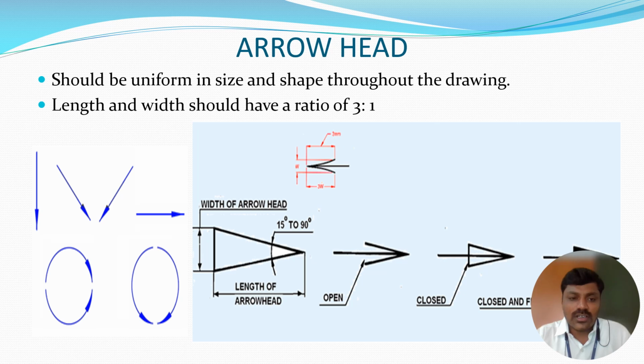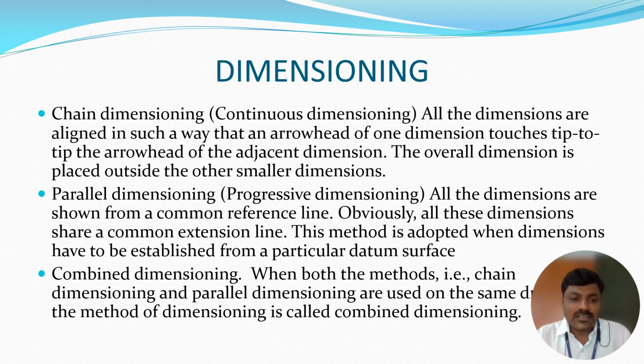Next, this is the arrowhead. Arrowhead should be uniform in size, and the shape should be maintained throughout the drawing. The length and width should be 3:1. The length is 3 times the width. For example, this is the length of the arrowhead, and this is 3 times the width of the arrowhead. This is the open arrow, this is the closed arrow, and this is the closed and filled arrow. Any of the three types of arrow can be used, but the 3:1 length procedure is to be followed. Next is dimensioning.